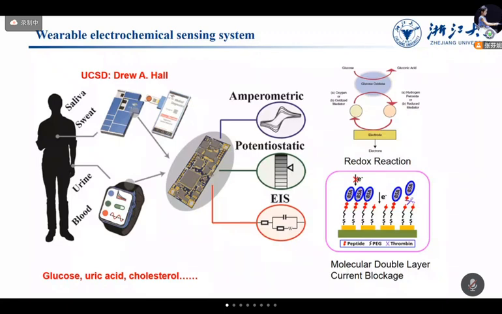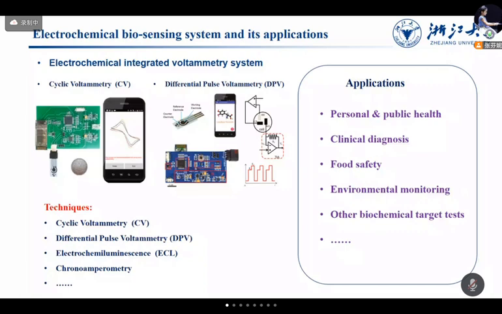So this is a basic fundamental introduction to wearable devices. And yeah, due to time limit, I will go faster.